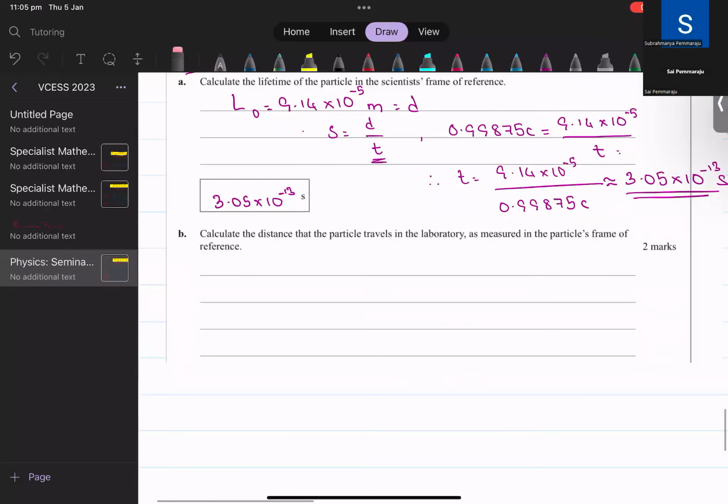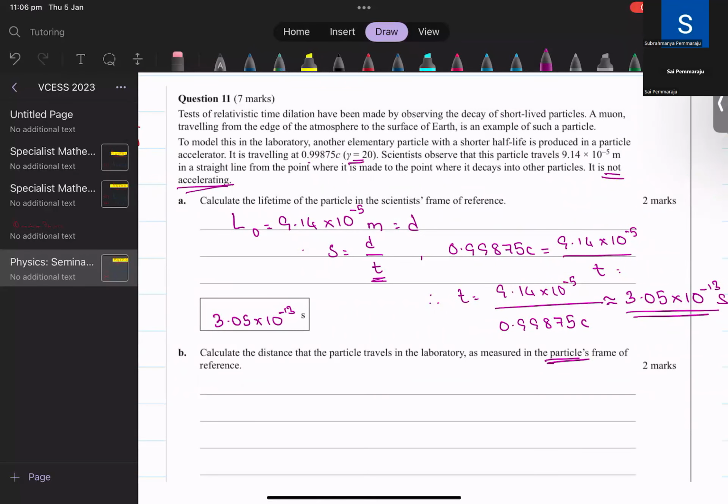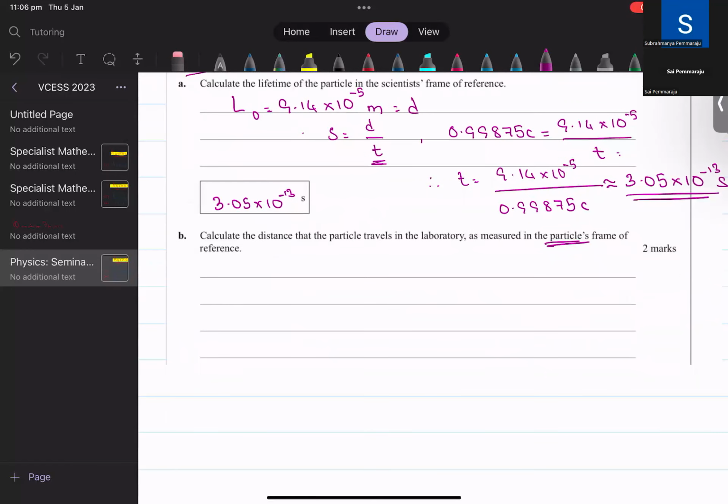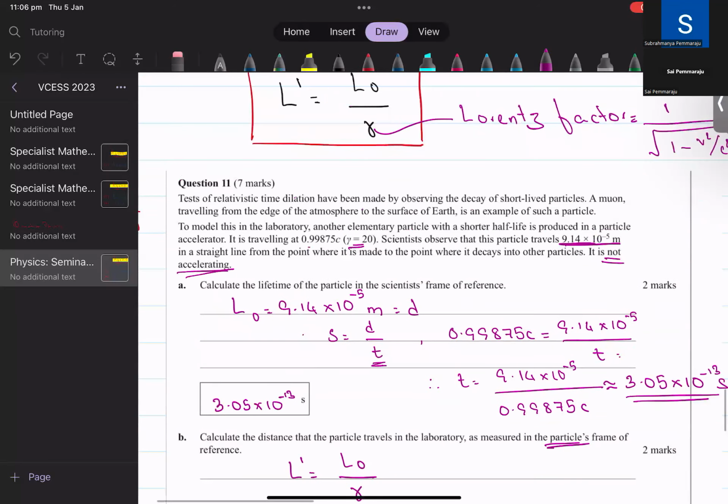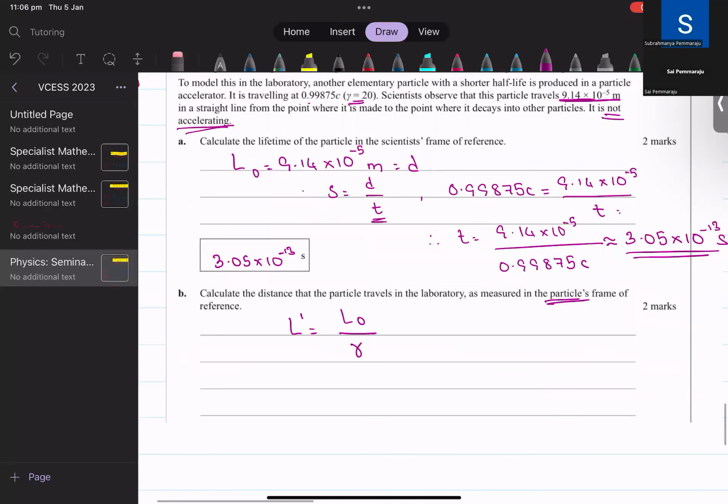Secondly, we want to calculate the distance that the particle travels in the laboratory as measured in the particle's frame of reference. We've been given the length in the scientist's frame of reference. The scientists see that it travels 9.14 by 10 to the minus 5. What would the particle see? We can just write down the length contraction formula: L dash equals L naught over gamma. We know that gamma is equal to 20 because that's given in the question.